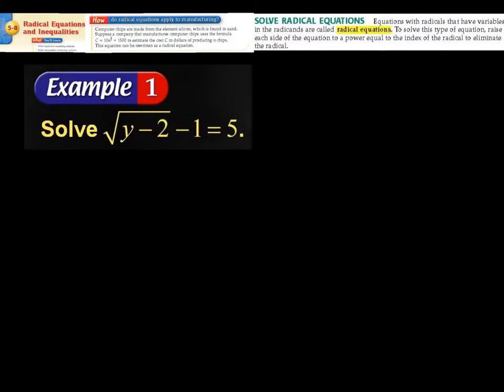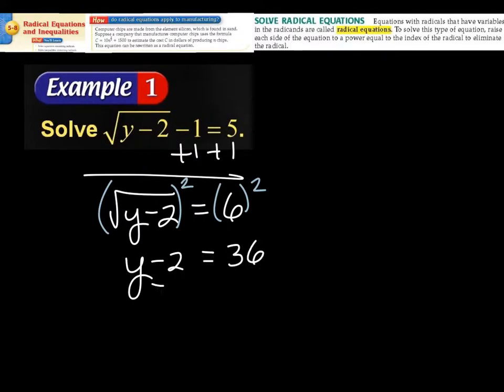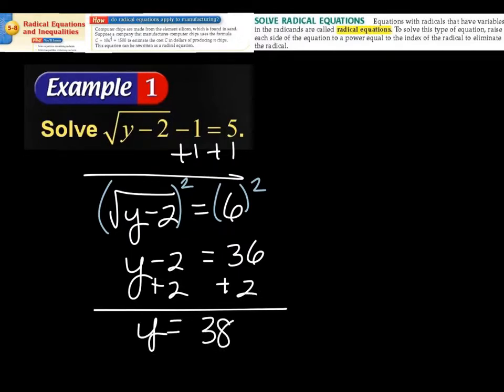So the first thing I need to do to solve this is isolate the radical. So I'm going to add 1 to both sides. So now I have the square root of y minus 2 equals 6. To undo squaring, or square root, we're going to square. They're inverse operations. So now I just have y minus 2 equals 36, and then I'm going to add 2 to both sides, and I have y equals 38.